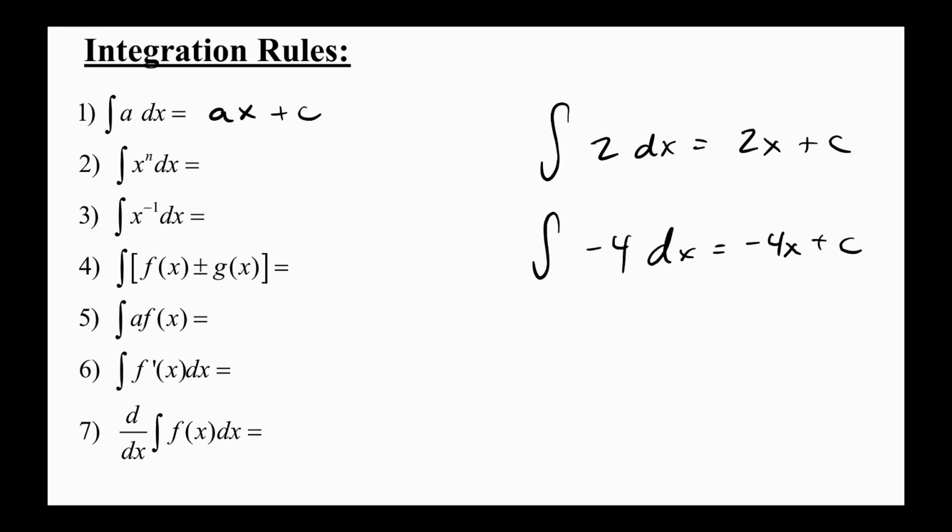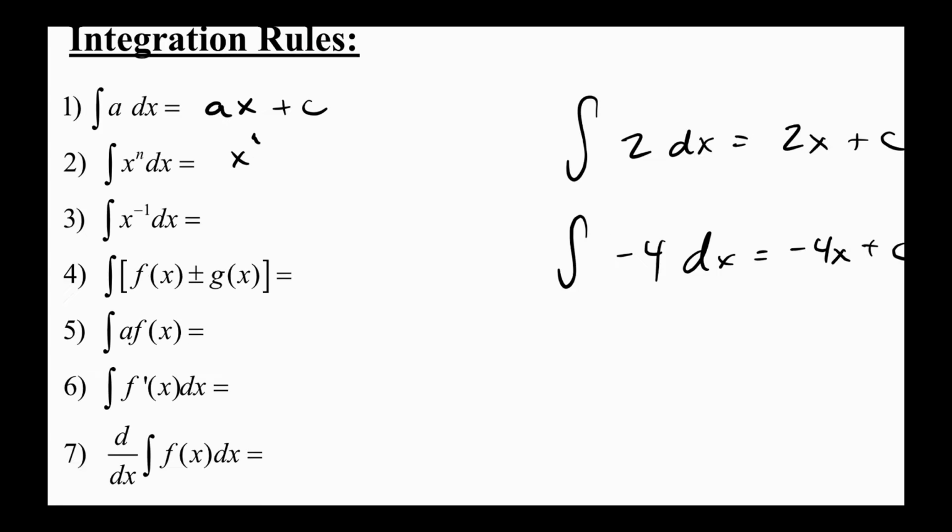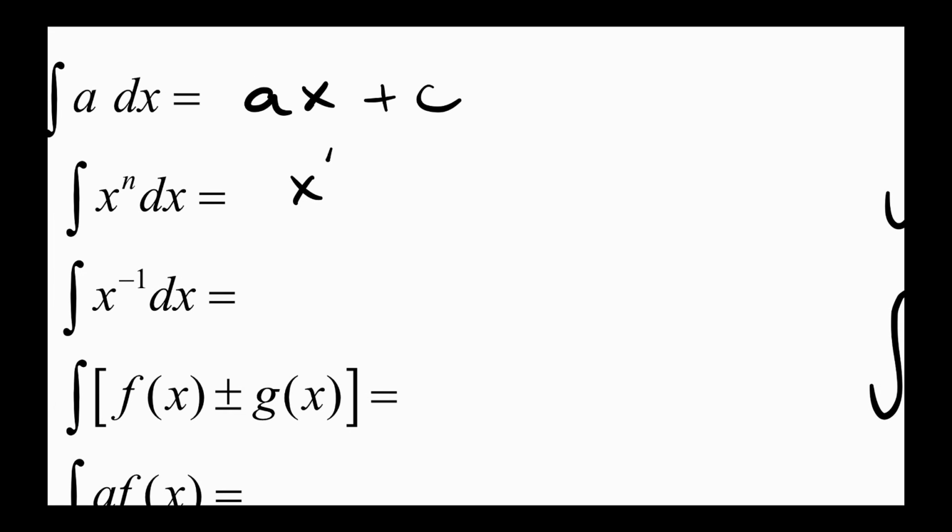Okay. The second one is the power rule. What if you have x to a power? Well, we did that already, right? We said, okay, so we're going to add 1 to the power. I'm going to add 1. And then I'm going to divide by whatever that new power was, plus c. Whatever that new power was, I'm going to divide by it. Or make it a fraction.